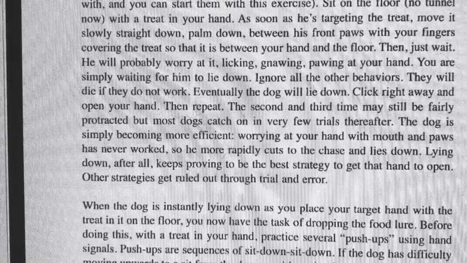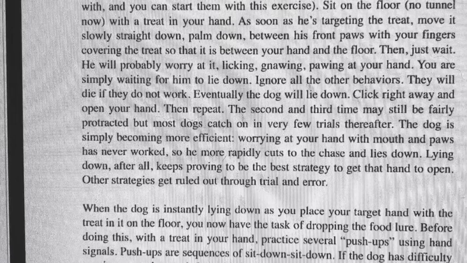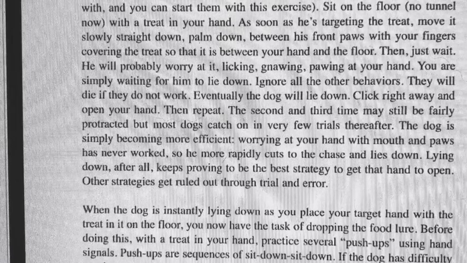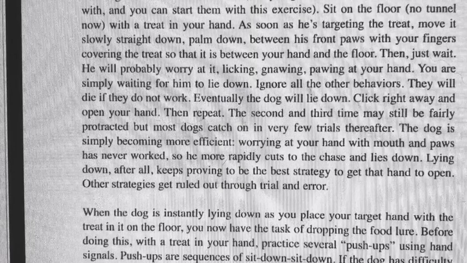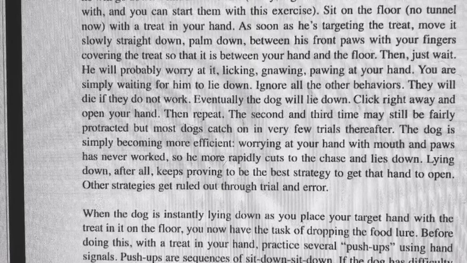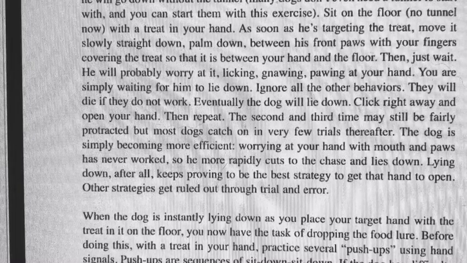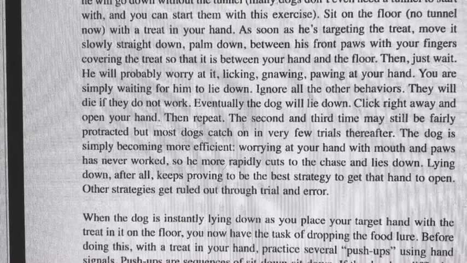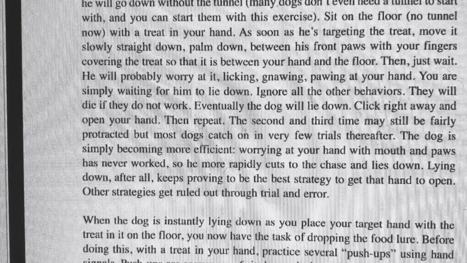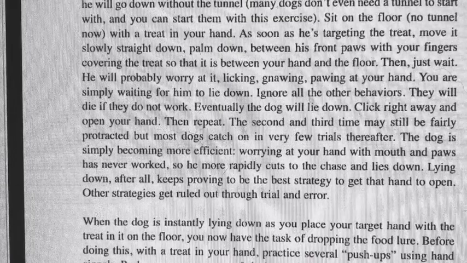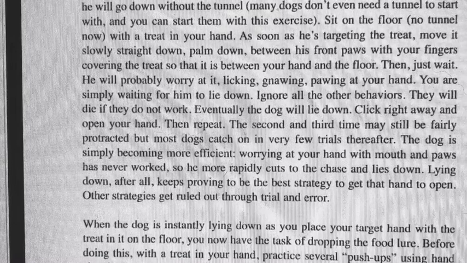Before doing this, with the treat in your hand, practice several push-ups using hand signals. Push-ups are sequences of sit, down, sit, down. If the dog has difficulty moving upwards to a sit from the down position, simply move your target hand with the treat in it, palm up and back slightly, and then freeze. The dog will pop into a sit sooner or later in order to continue targeting. When he does, you simply click and open your hand again. Don't use your verbal sit cue here, as sit from a down is a whole new ballgame from the sit from a stand you've been working on.